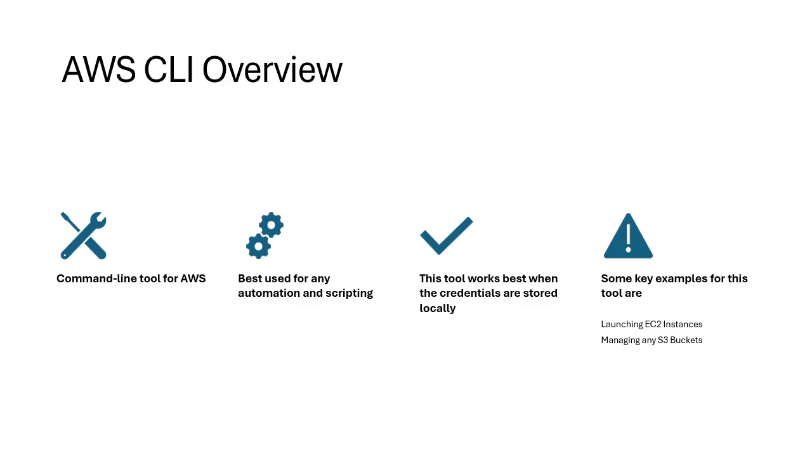Now we're going to go over some AWS CLI overview. So CLI is a command line tool for AWS. This command line interface is best used for any automation or any scripting, and this tool works best when the credentials are stored locally. Some of the key examples for this tool are launching EC2 instances or managing any S3 buckets.